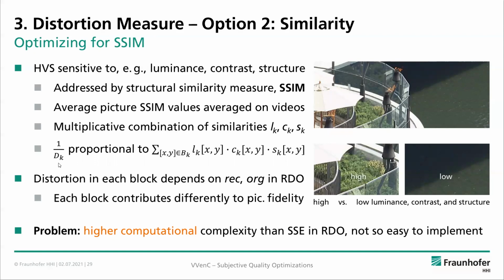And the distortion in each block depends on the reconstructed and the original samples in the rate distortion optimization, which means since there are usually different SSIM values resulting from different areas of the picture, that each picture block contributes differently to the picture fidelity, which is nice, but the problem with this approach is that the computational complexity of calculating SSIM values during rate distortion optimization is higher than calculating simple SSE values, and therefore it's not so easy to implement in a real-world encoder.